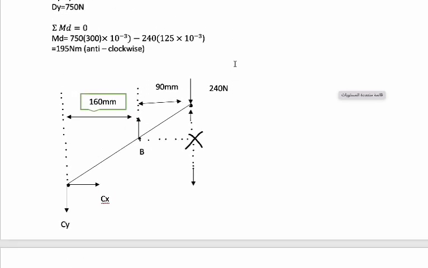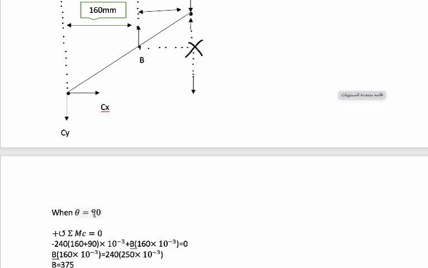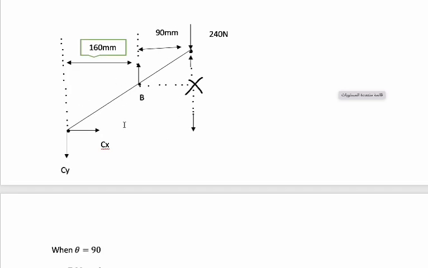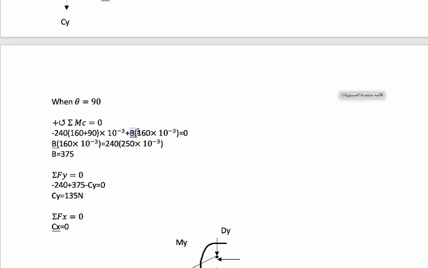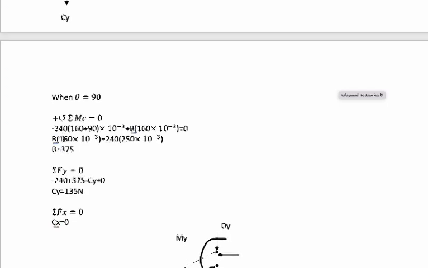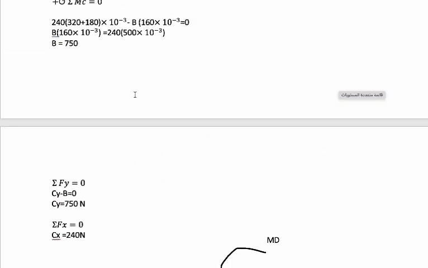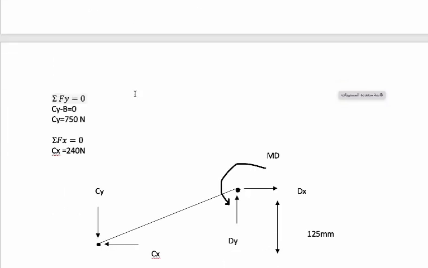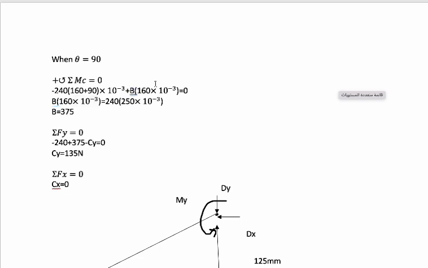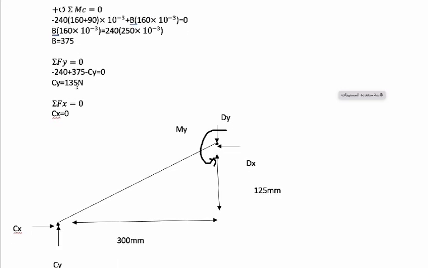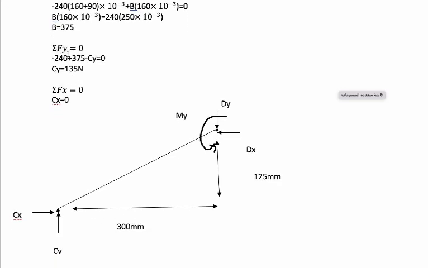So we go here when theta is equal to 90 degrees angle. So we draw the free body diagram. I do the same steps. We apply the equation of equilibrium of moment at point C, and we add here the 90, and we continue with the equation and we'll get the P, and then we go to the force in Y equal to 0.